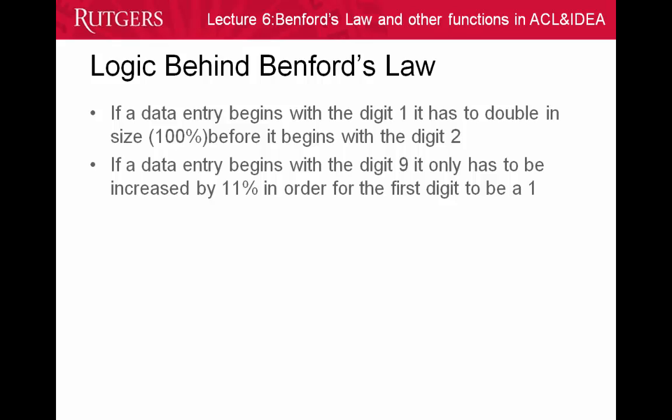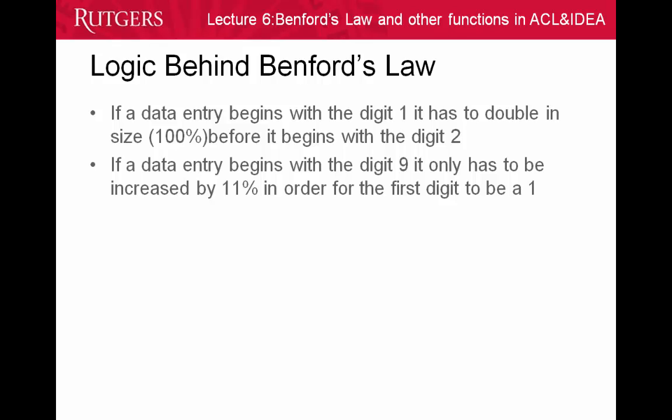So you may ask, why is it that there is such a seemingly strange pattern? There is actually a clear logic behind this. Let's consider only numbers on the first digit. If a data entry begins with the digit 1, it has to double in size, which is 100%, before it begins with the digit 2. For example, from 100 to 200, or from 1000 to 2000.